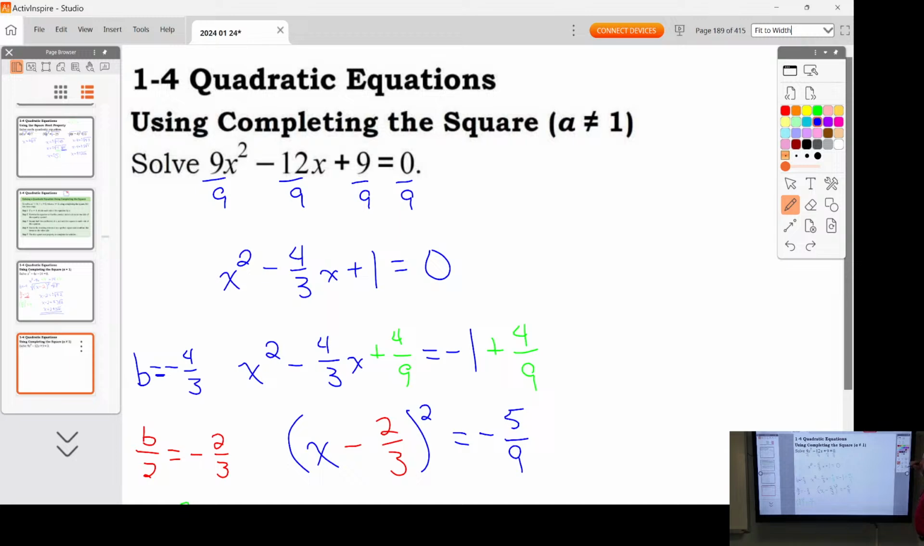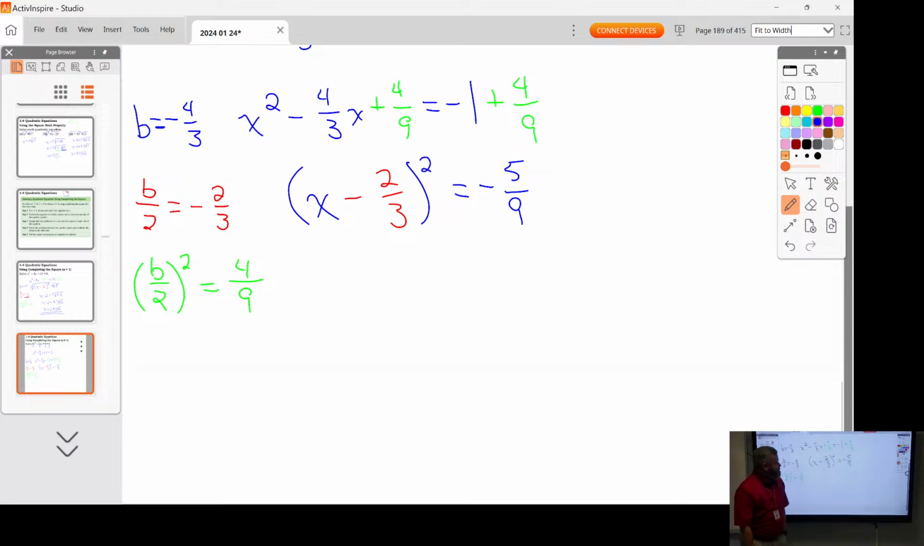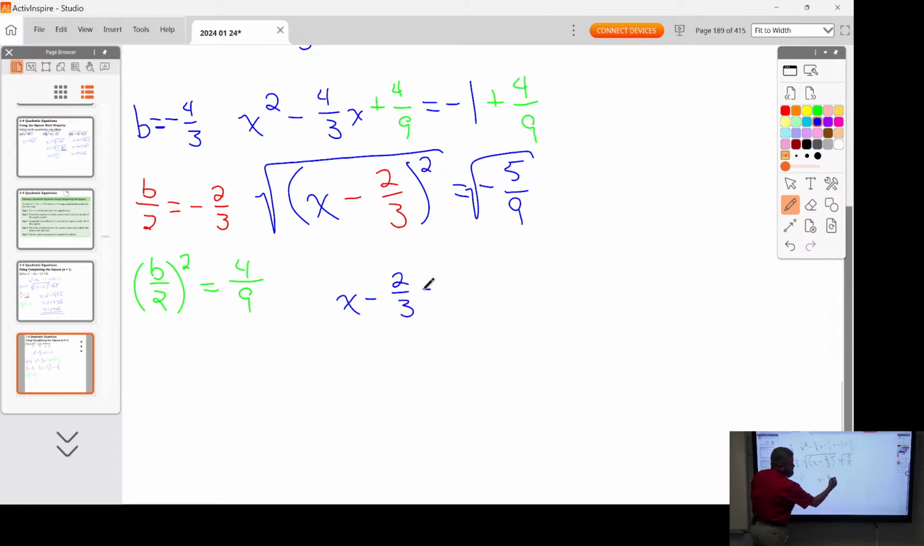Pressing on. Okay. Can I take the square root to get rid of the square? If I take the square root of the left side, I take the square root of the right side. Left side becomes x minus 2/3. I got the square root of a negative. What's going to happen? There's going to be an i. Okay.